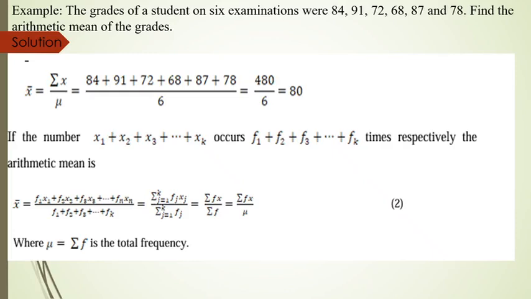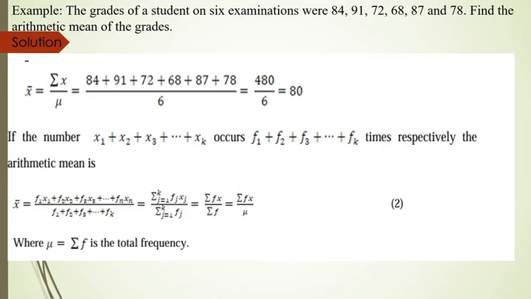It will give us 80. Also, if the number x1, x2, x3 up to xk occurs in frequency f1, f2, f3 up to fk respectively, the arithmetic mean, we can use the formula in equation 2, study section 2, unit 1, to estimate the arithmetic mean.